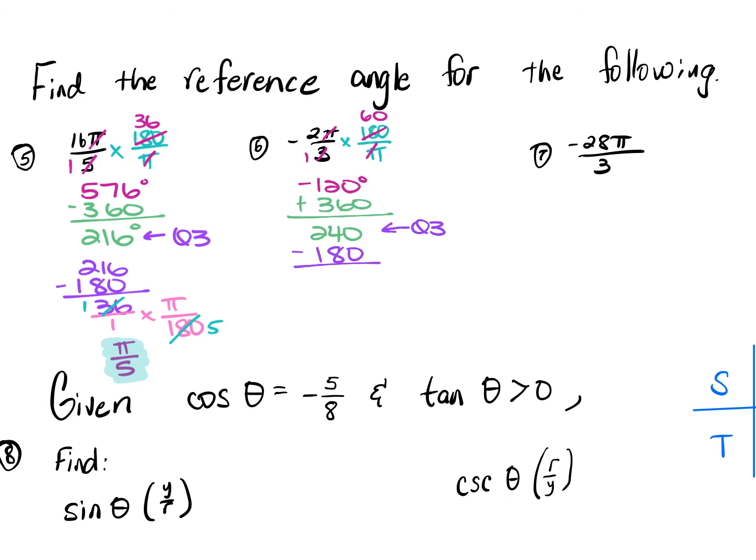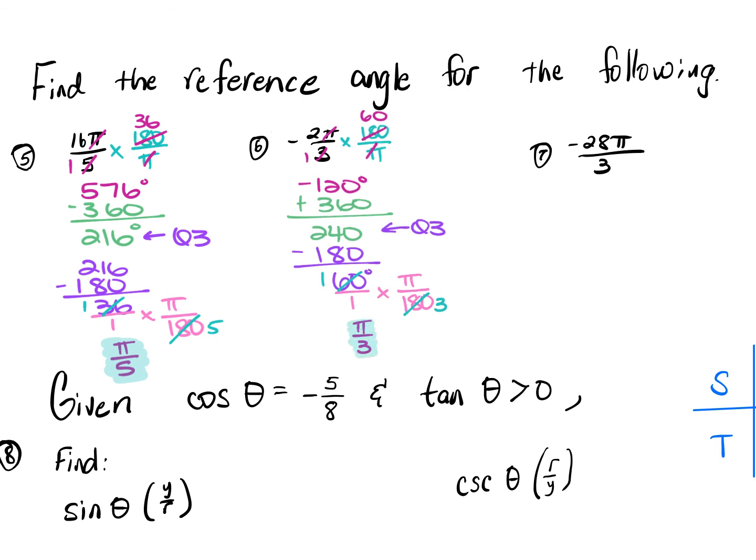And that's going to give you 60 degrees. That 60 degrees is your acute angle. It is positive as well. So turn that into radians. Put it over 1, multiply it by pi over 180. You can turn the 60 into 1, the 180 into 3, so that gives you pi over 3.